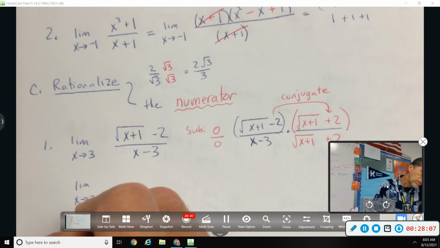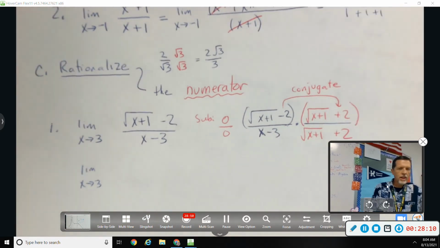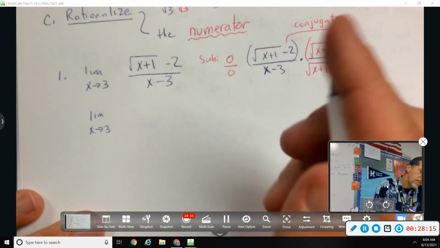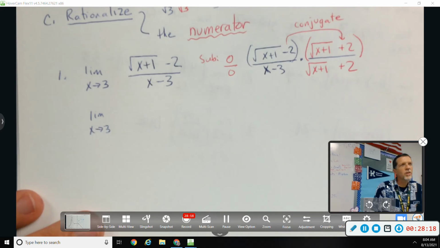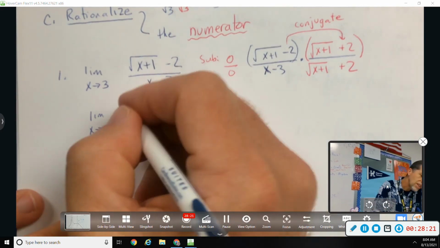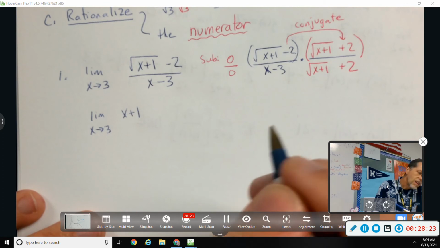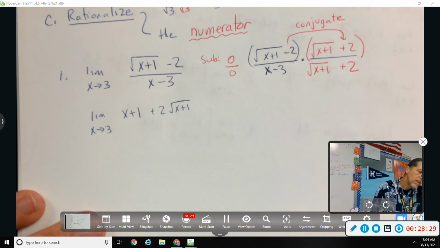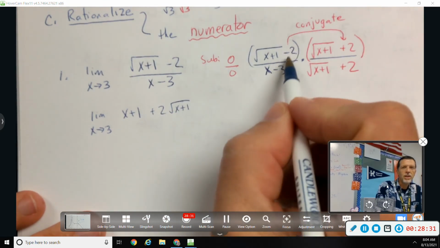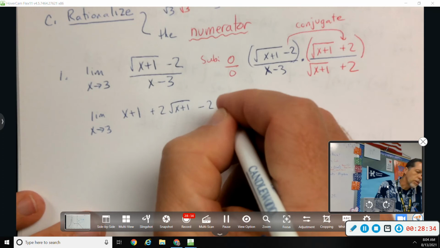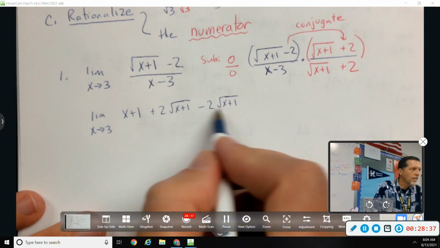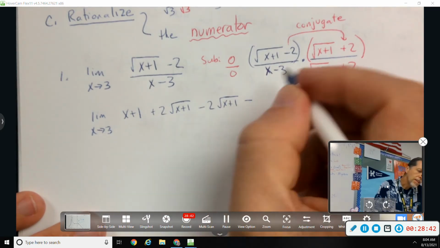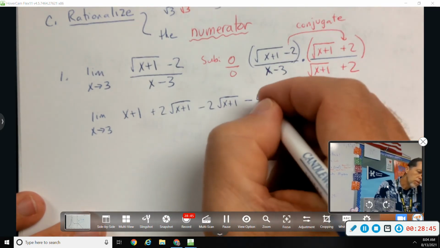So, limit as x approaches 3. Let's FOIL the top. First times first: the square root of x plus 1 times the square root of x plus 1 is x plus 1. Then the outside would be 2 square root x plus 1. The inside is going to be minus 2 square root x plus 1. That's good news. That always happens when we multiply by a conjugate. Those will cancel. And then last will be 2 times 2 is 4.